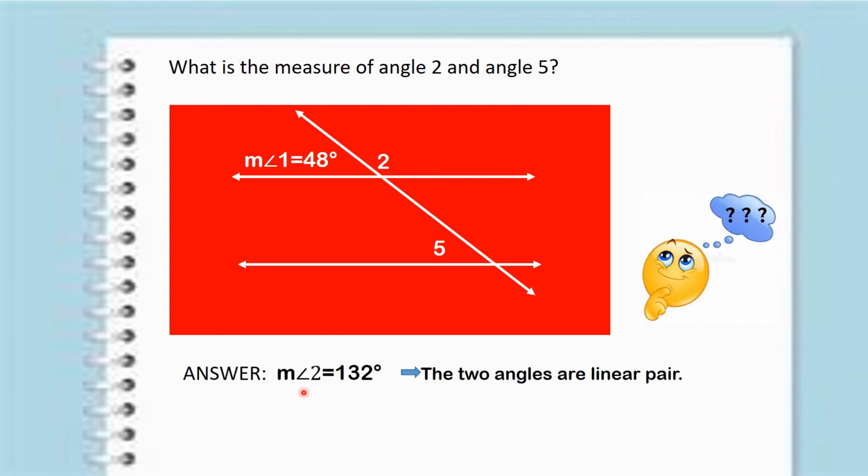The answer is the measure of angle 2 is 132 degrees. How do you get it? The reason: the two angles are linear pairs, so they are supplementary. So when you subtract 48 degrees from 180 degrees, the difference is 132 degrees. How about the measure of angle 5? The measure of angle 5 is 48 degrees. They are the same. Why? Because they are corresponding angles. You got it right?